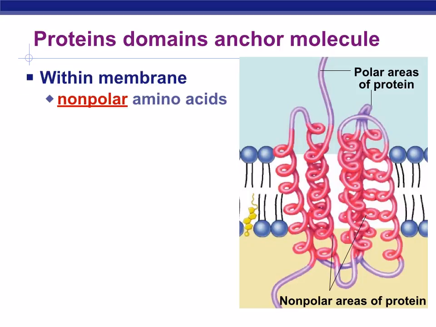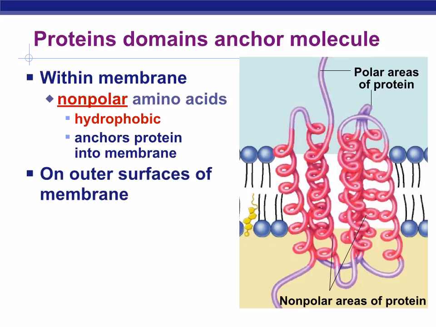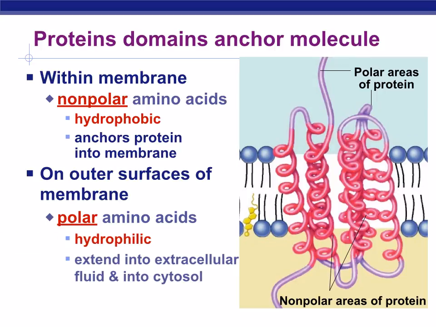So, when you have a protein sitting inside the membrane, the non-polar amino acids are going to be facing towards the membrane. So these are hydrophobic. They anchor the protein within the membrane, and they're on the outer surface of the protein. Then you've got your polar amino acids, which are hydrophilic, and these extend in the center of the protein and into the cytosol.